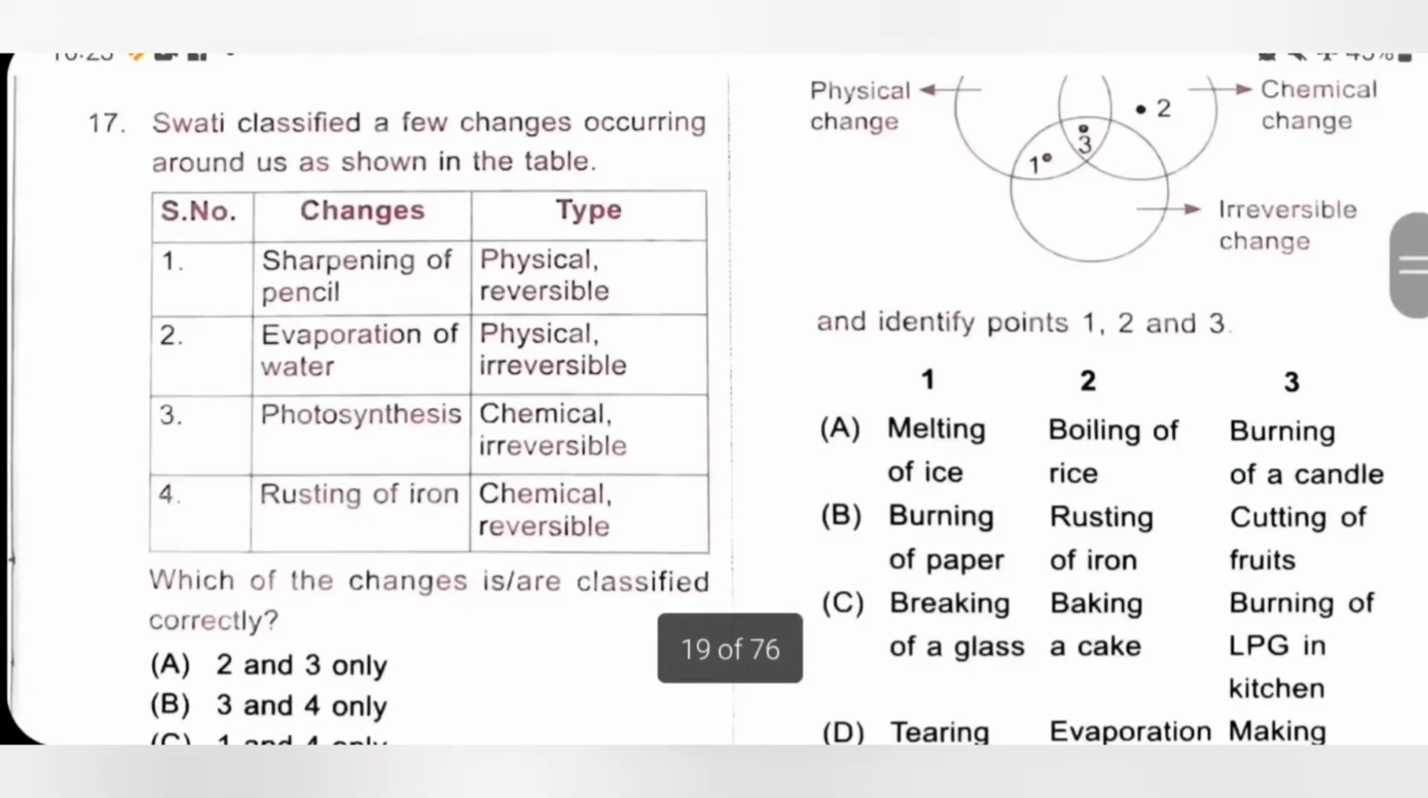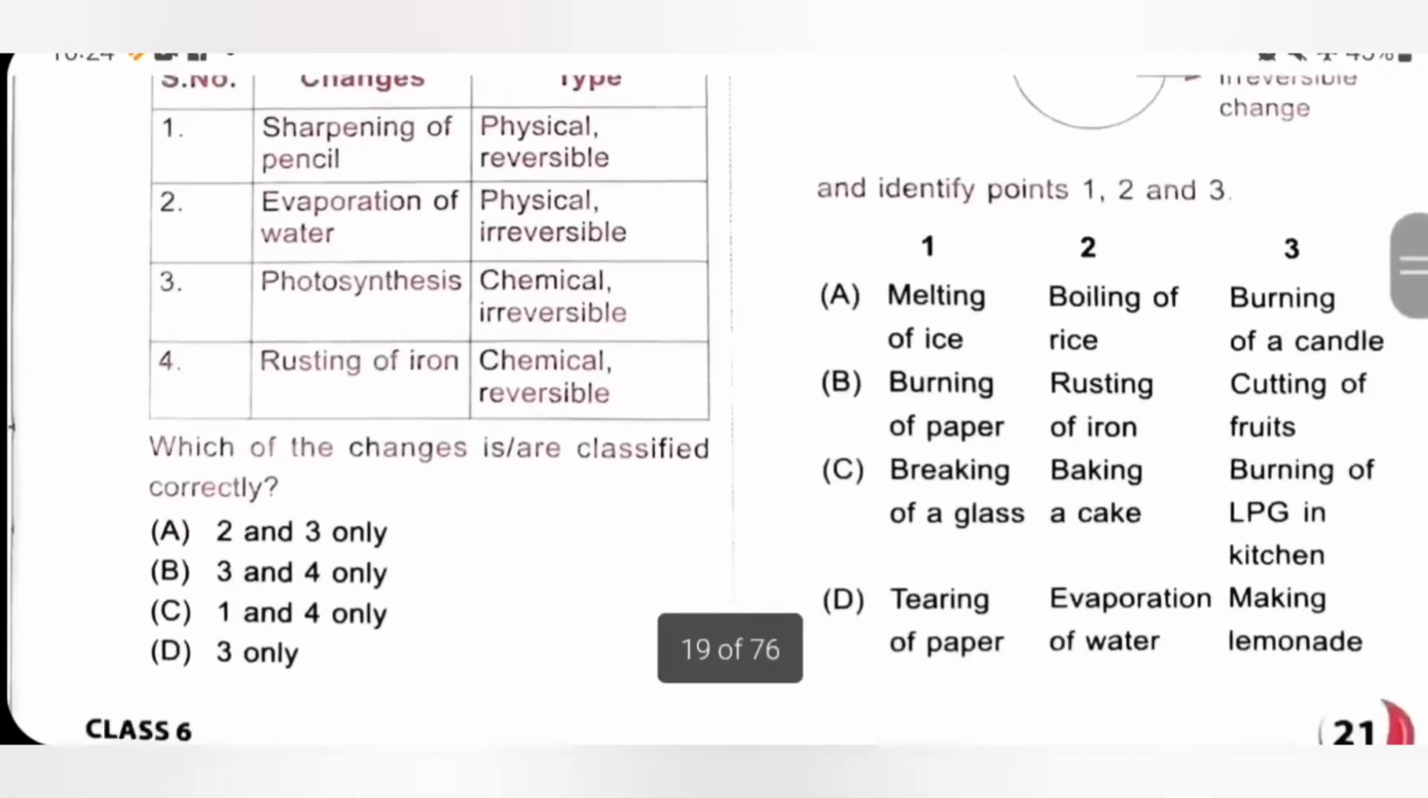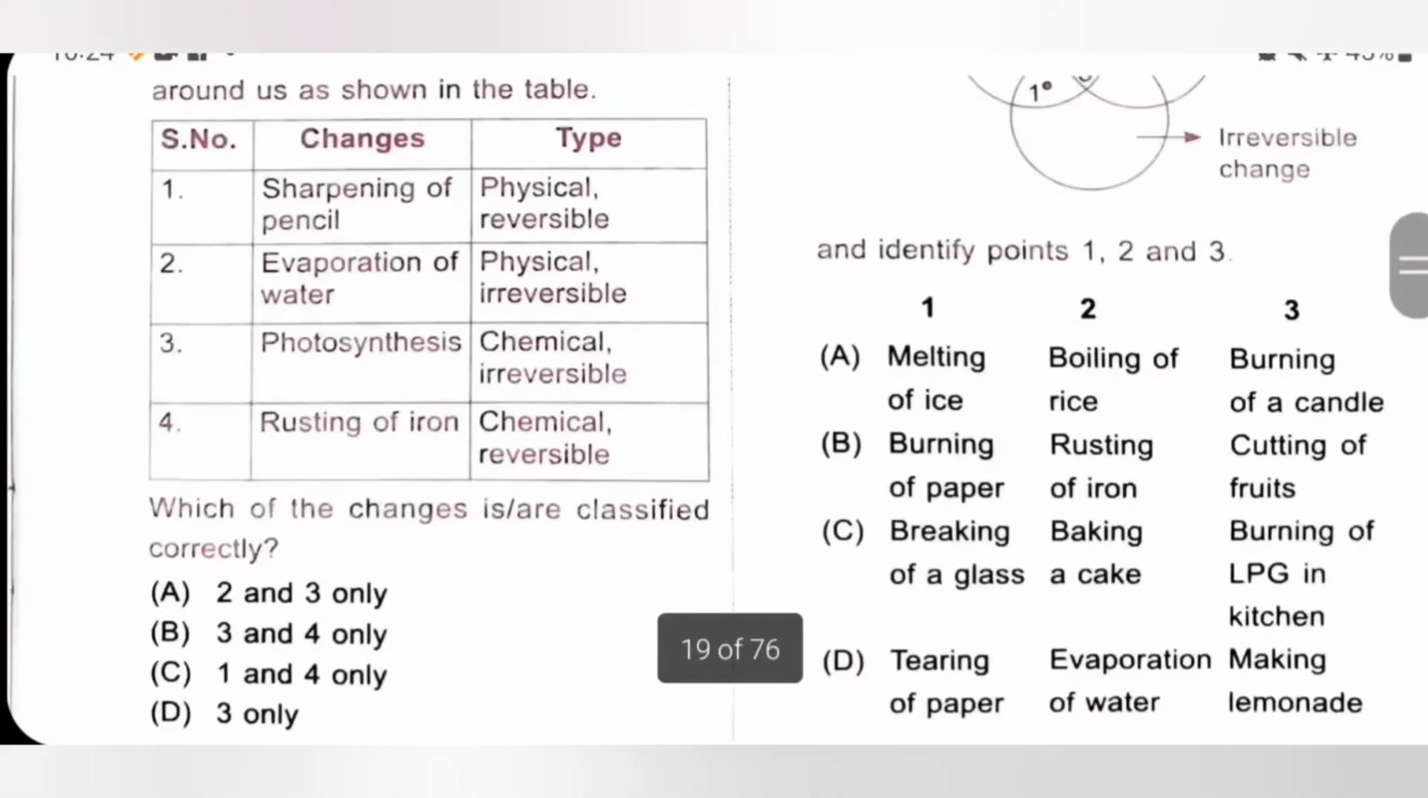17th. Swati classified a few changes occurring around us as shown in the table. Sharpening of pencil as physical reversible, evaporation of water as physical irreversible, photosynthesis chemical irreversible, rusting of iron chemical reversible. Which of these changes are classified correctly?